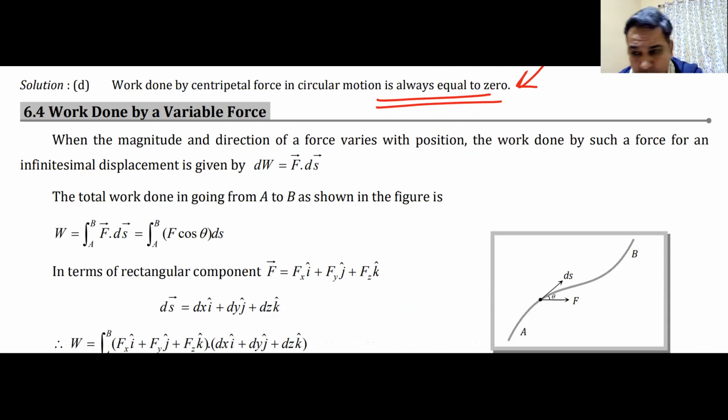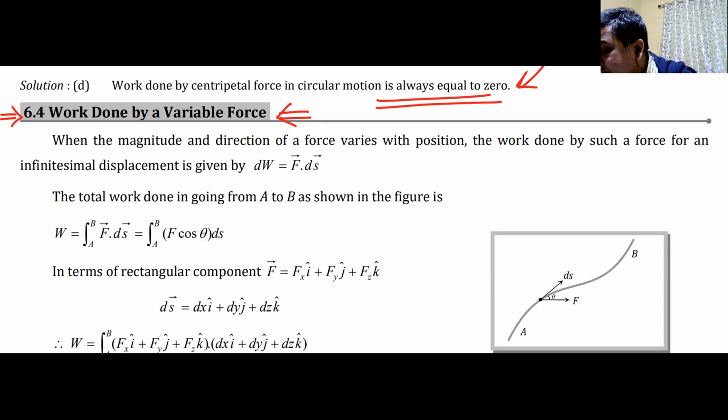Anyways, the next heading that we are going to do is this one. Work done by a variable force. Now, how do you find out the work done by a variable force?